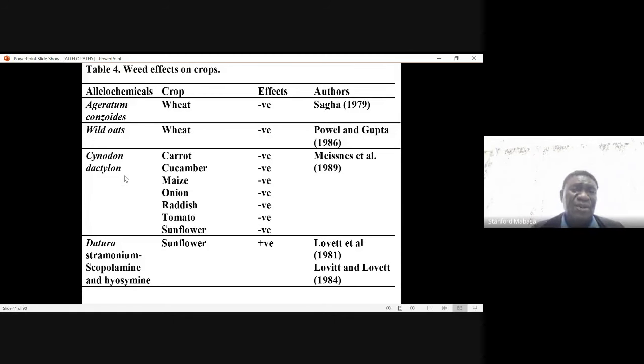Well, there are also weeds which can do the same thing, which is not really good. Ageratum conyzoides could affect wheat. Wild oats could also affect wheat via allelopathy. Cynodon dactylon could also affect crops.